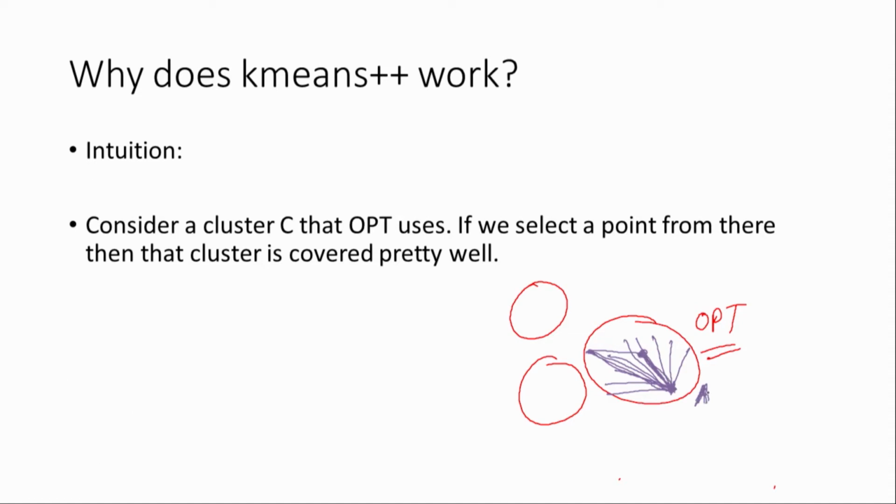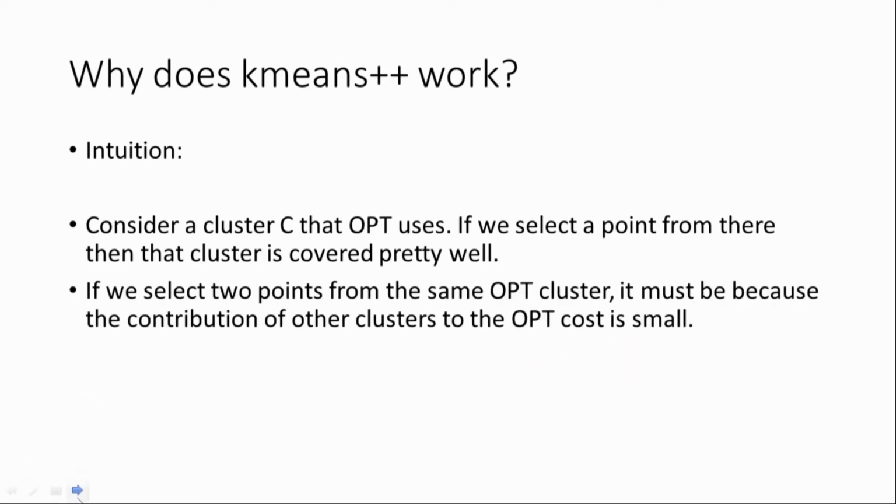So the first cluster that my k-means plus plus chooses a point from, that is approximated fairly well, right? Then for the second cluster onwards, it's an induction, and it has the same kind of intuition. Suppose there is some cluster of the optimum from which k-means plus plus is choosing multiple points, right? So why is it choosing multiple points from there?